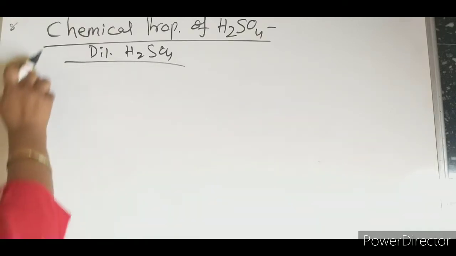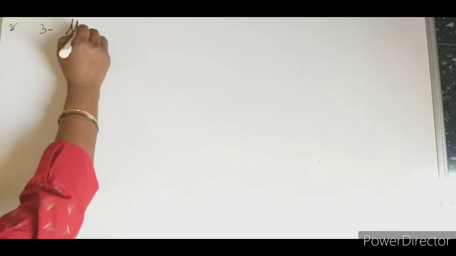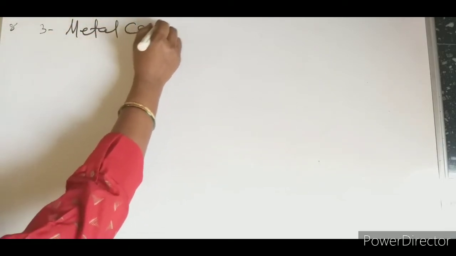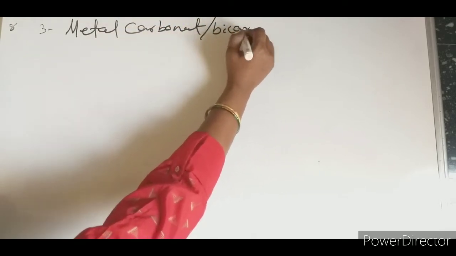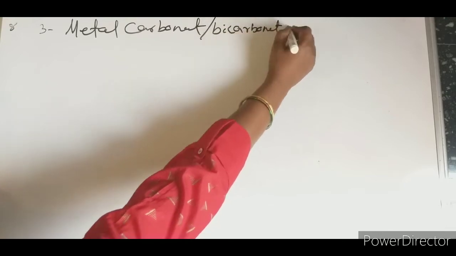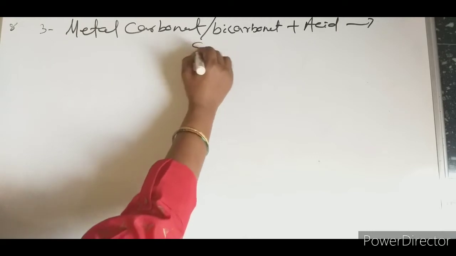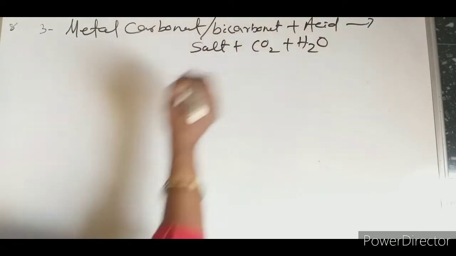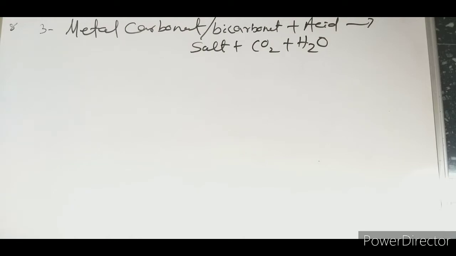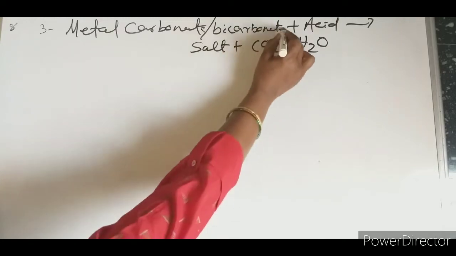So what is the third one? The third reaction is metal carbonate or bicarbonate plus acid, which gives rise to salt plus carbon dioxide plus water. So metal carbonate or bicarbonate.